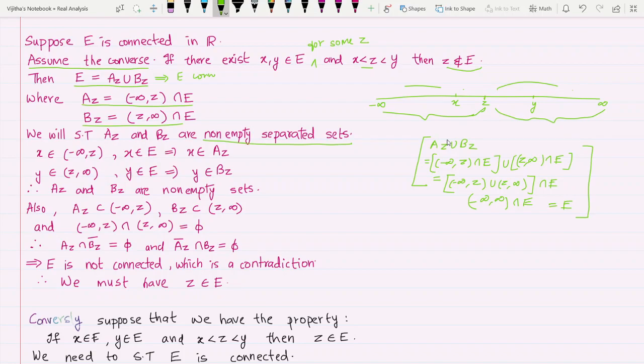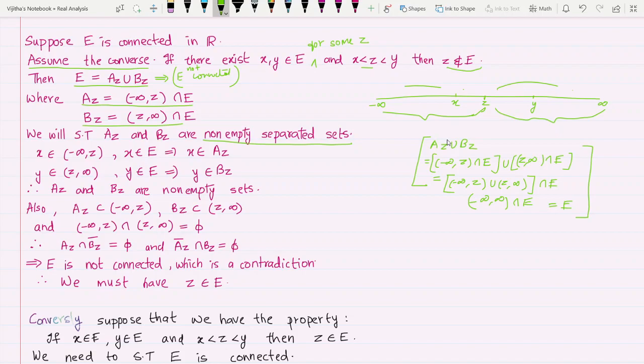From here we get that E is written as a union of two non-empty separated sets, which means that E is not connected, which is a contradiction to our assumption. We have assumed that E is connected. So first we will show that they are non-empty sets. To show that it is non-empty, we should produce an element of it.